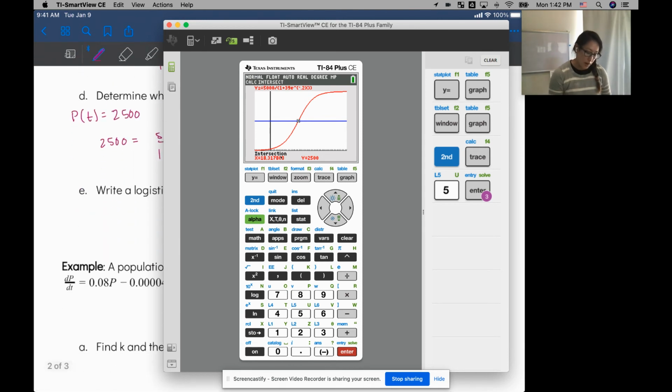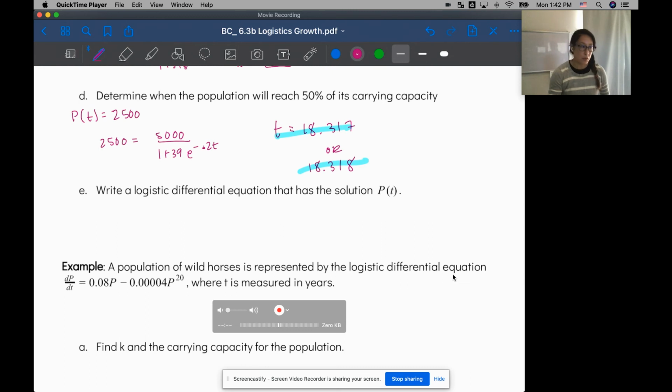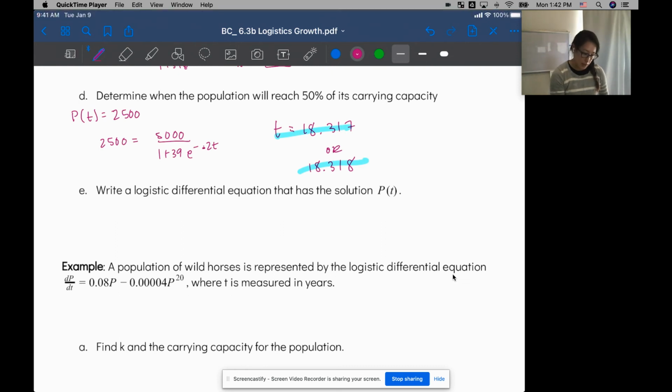Okay, so write a logistics differential equation that has the solution of P of t. So what I need to do is write the rate equation. So dP over dt is equal to k times P times 1 minus P over your carrying capacity. So that is going to equal 0.2 times P is the input times 1 minus P over 5,000. And then with our initial condition of P of 0 is equal to 125.